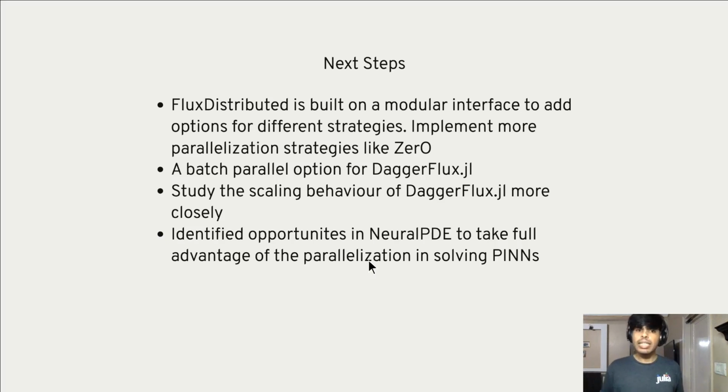Another thing is that we want to add a batch parallel version of DaggerFlux inside DaggerFlux so that we can make use of a static model and dynamic data in the same kind of DAG. And finally, we have identified a bunch of opportunities in NeuralPDE to take full advantage of the parallelization available to us. And this is not just for solving PINNs, but to make sure that NeuralPDE itself can scale with out-of-core parallelism by itself. We see very promising results already, but moving forward, there's a lot more that we can explore.